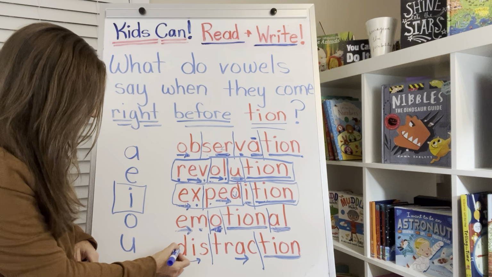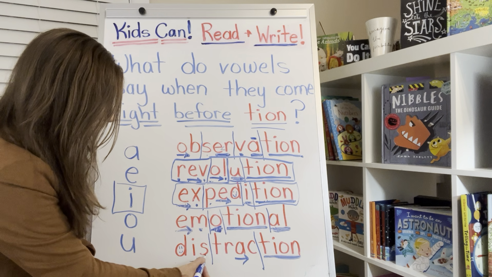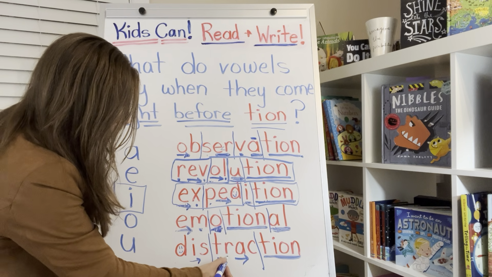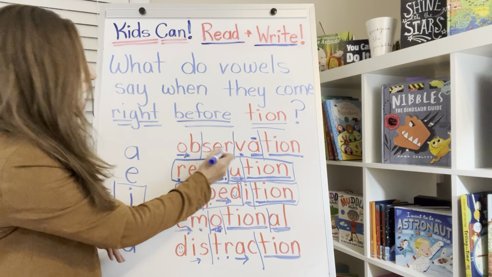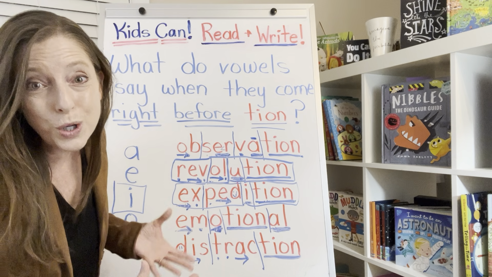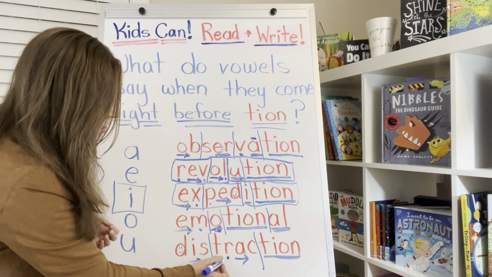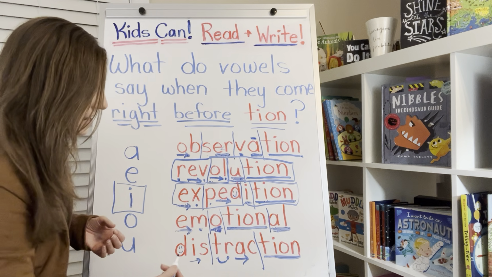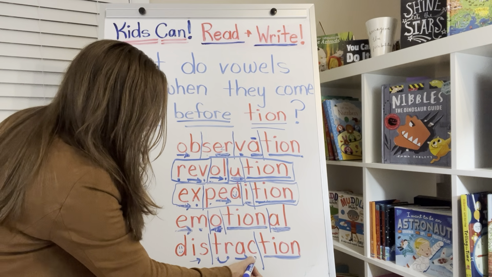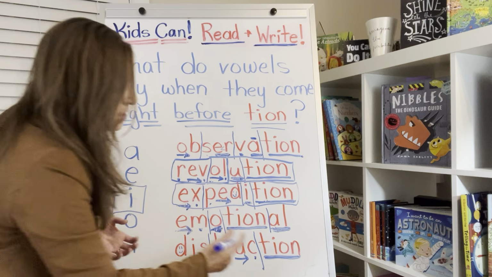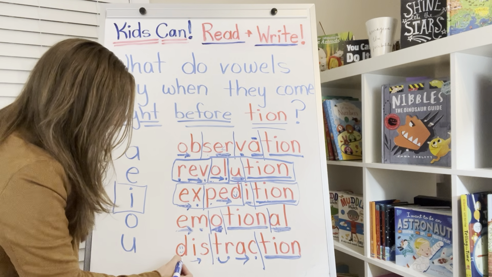So how would we read this? Dis, ta, ra. Remember, R does not say E, and the R does not say I, and the R does not say U. R should be r: ta, ra, tra. Okay? Track. And then shun, shun. There's our tion trick. So here we go.